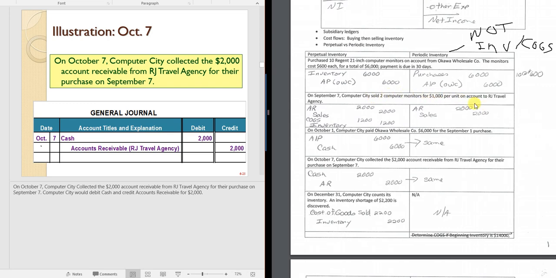This one, Computer City collected $2,000 from RJ Travel Agency. So notice I sold them to RJ Travel Agency here, and I am to receive $2,000 from RJ. So I credit that because they paid me cash. So I debit cash and credit accounts receivable. Again, over here, the only accounts these don't have are inventory, cost of goods sold, so it's the same entry.